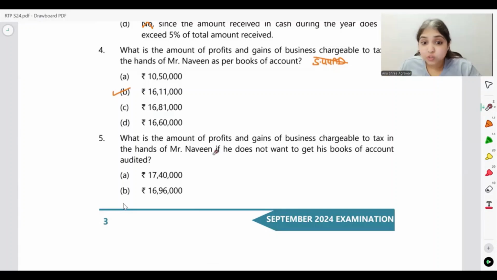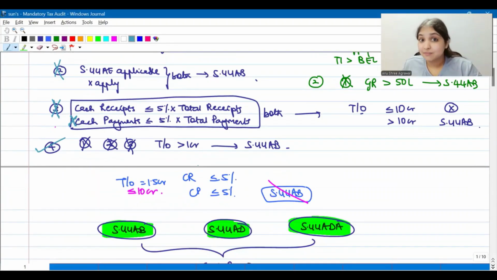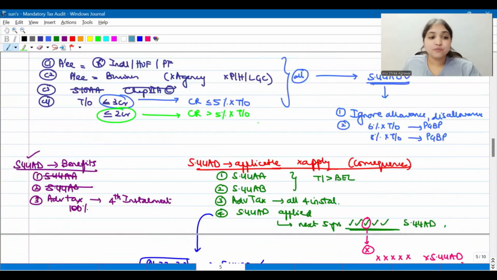Then comes the last point. What is the amount of profits and gains of business chargeable to tax if he does not want to get his books of accounts audited? Does not want to get his books of accounts audited. Remember, I told you, no tax audit. That is a benefit if you follow 44AD. See, I'll take you back. If you follow 44AD, one of the benefits is no tax audit. That is what they are saying.